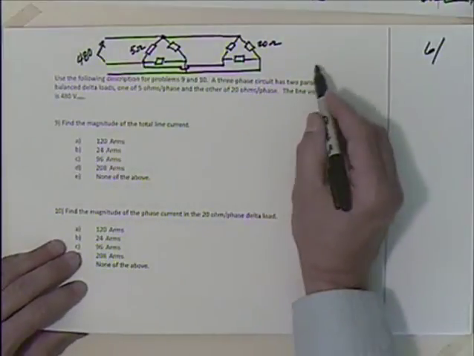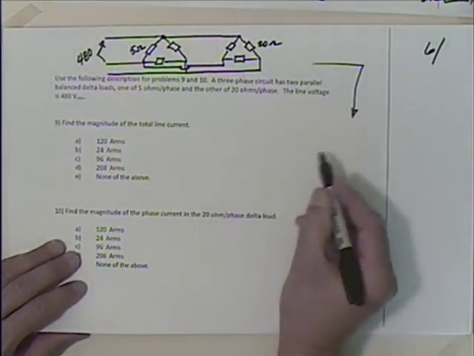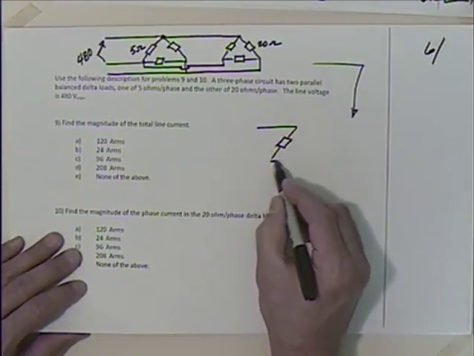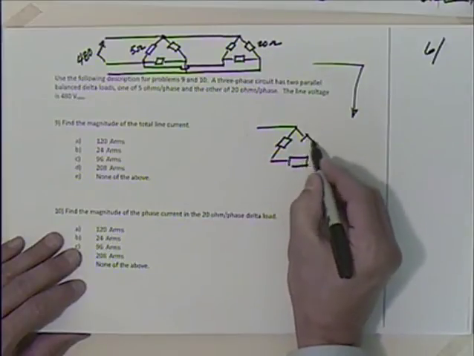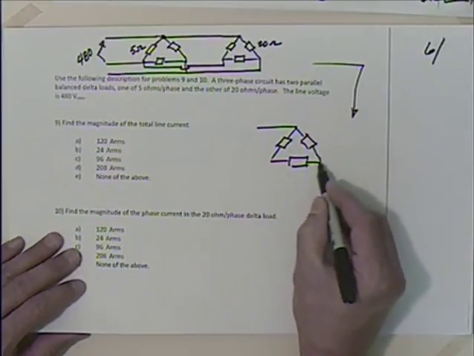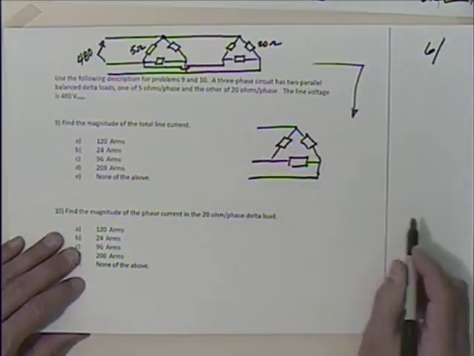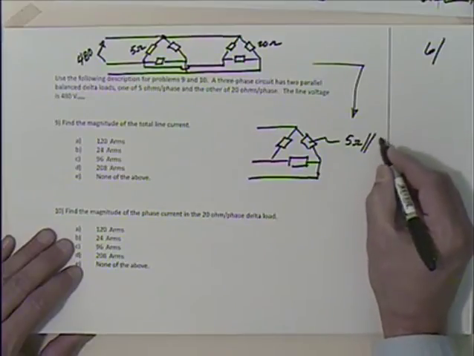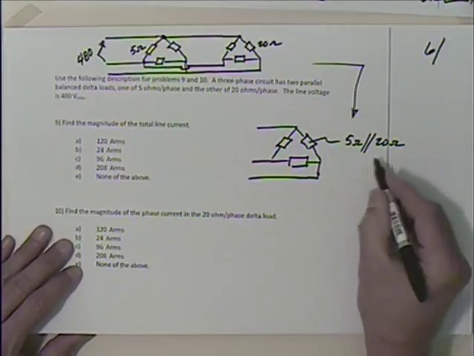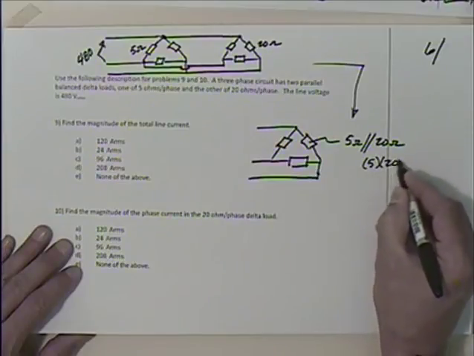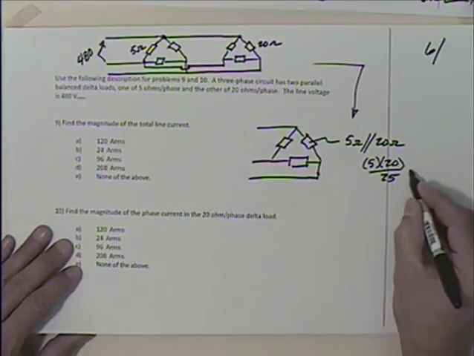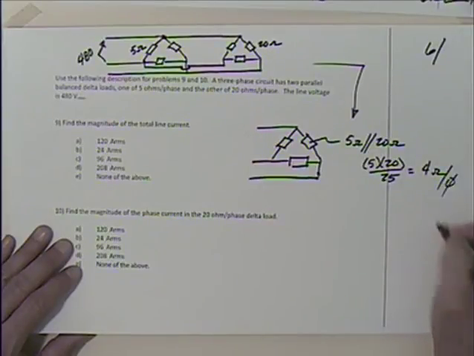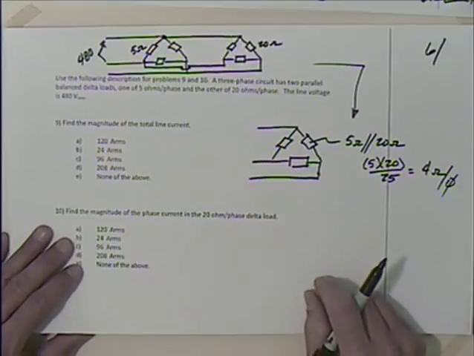So what we could do is we could put these two loads together and say that this really looks like one delta, like this, right? And each one of these would really be just 5 ohms in parallel with 20 ohms. So we go product over sum. 5 times 20 divided by 25 gives me, what, 4? 4 ohms now per phase. So I got 4 ohms per phase.